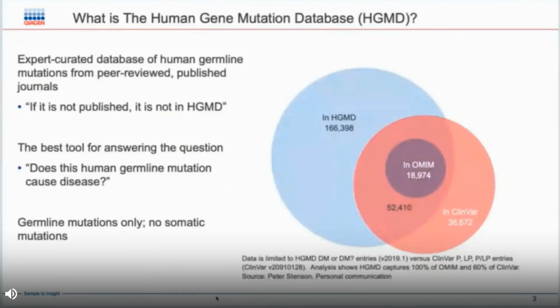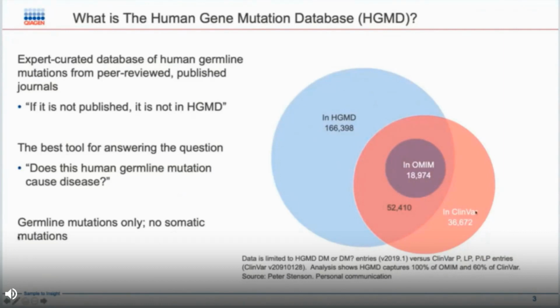So first, what is the Human Gene Mutation Database? It is an expert-curated database of human germline mutations from peer-reviewed published journals. Drawing your attention to this figure on the right, you can see an analysis between the content in HGMD, OMIM, and ClinVar. And nearly 60% of the ClinVar entries at this point in time are found within HGMD.